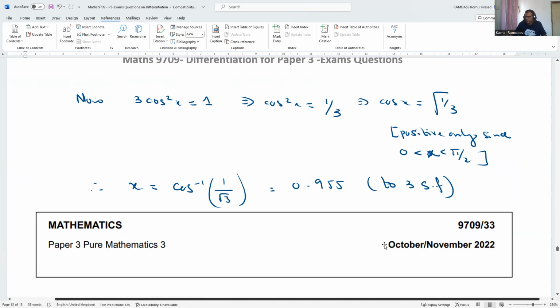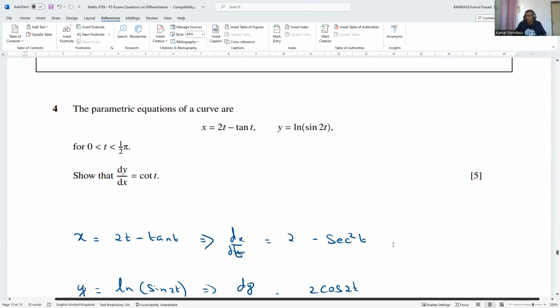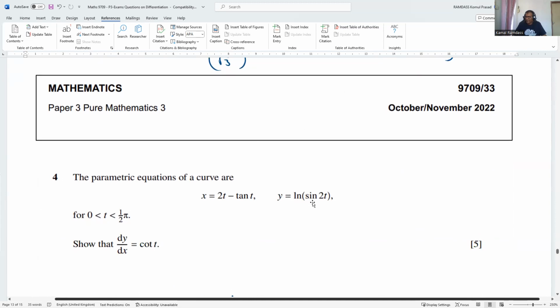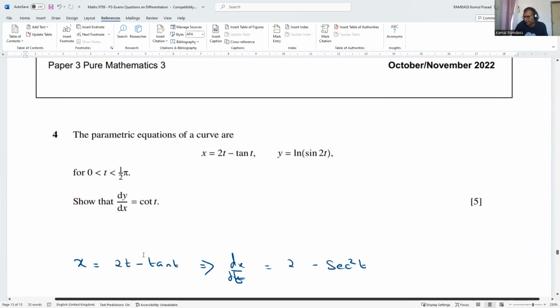Octobre-novembre 2022, papier 3, version 3. The parametric equation of a curve of x is equal to 2t minus tan de t. Y is equal to ln sine de 2t. T is a parameter. For t greater than 0, less than pi by 2. Show that dy by dx is equal to cos de t.